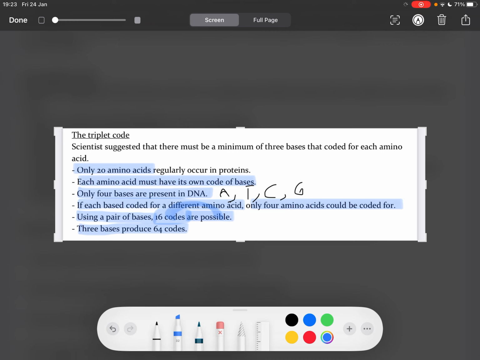That's good. Okay? Let's just repeat again and say that for the triplet code, amino acids are only 20, and each amino acid must have its own code of bases.